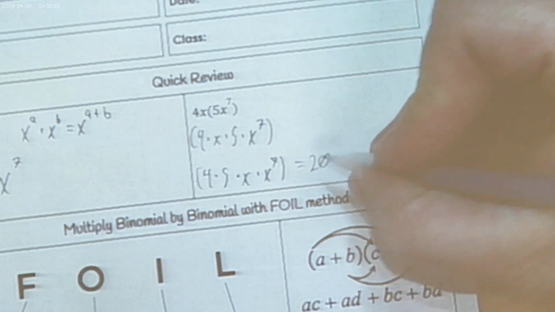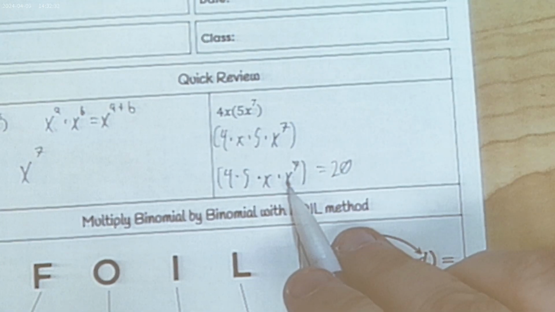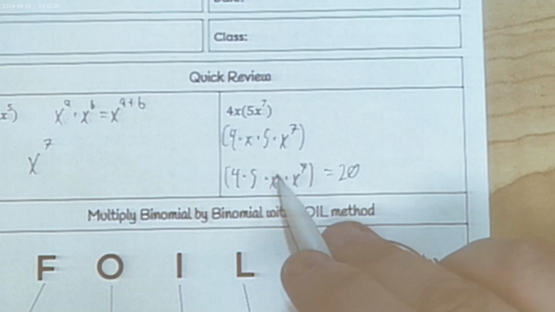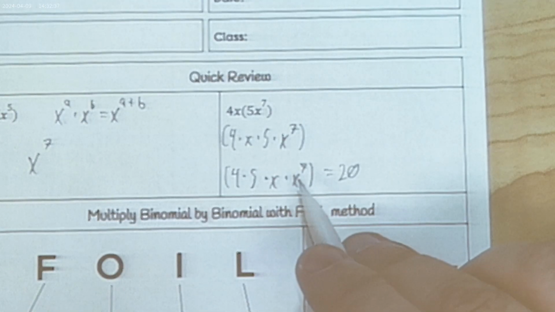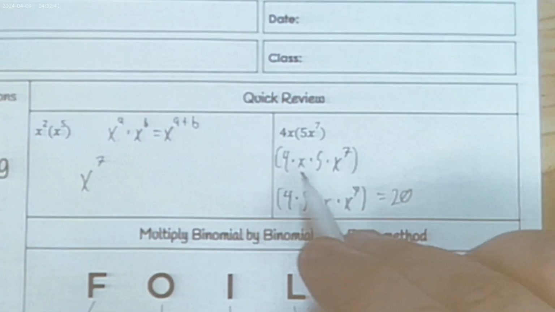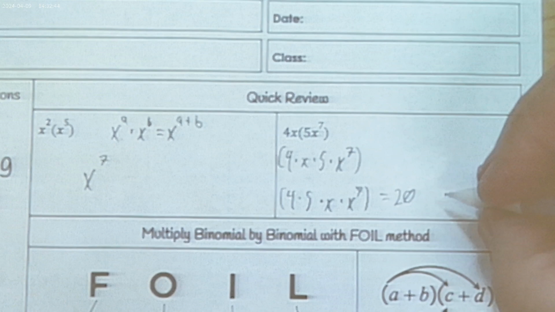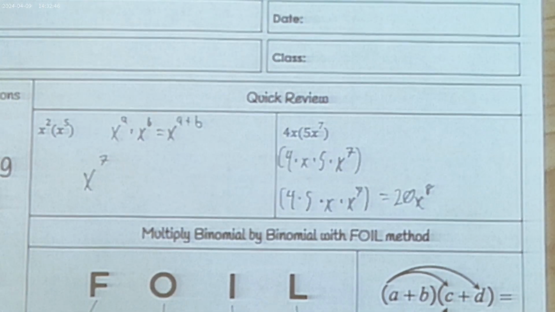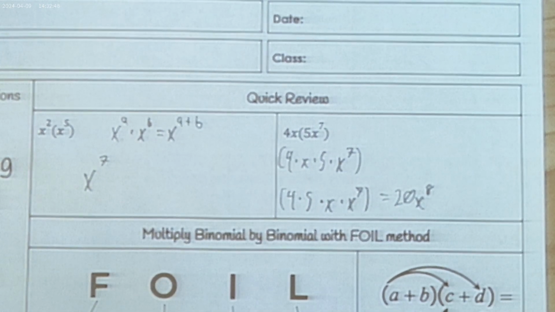So 4 times 5 is 20. And then x times x to the 7th is going to be x to the first, because there's always a 1 here, times x to the 7th. So that's x to the 1 plus 7 from our rule over here, which is x to the 8th. And there we go. That's our answer.